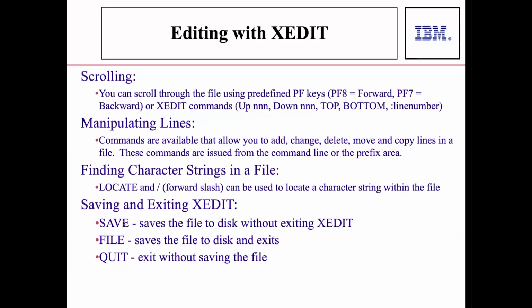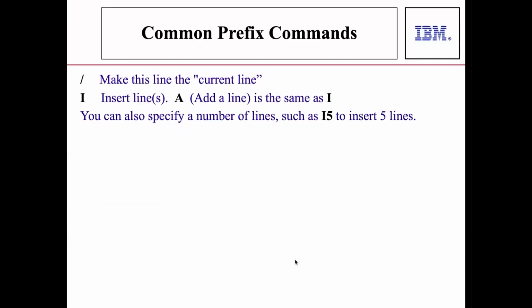And of course, you want to save your work. So save to a file and keep editing, or save to the file and exit. That's the file command. Or you can quit. You can exit without saving the file. So if you didn't want to make a change, or you accidentally made a change, you can get out of the editing environment.